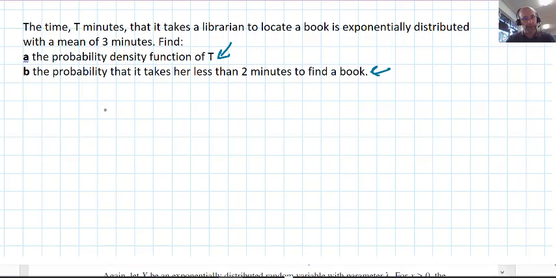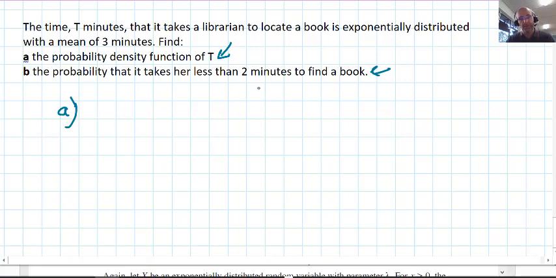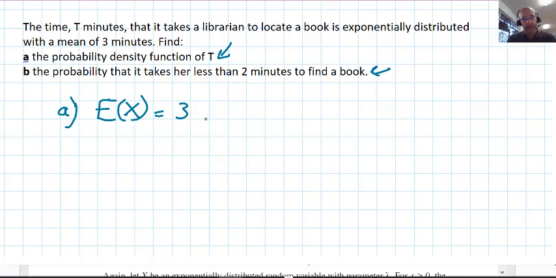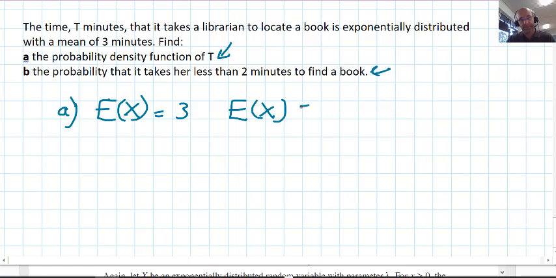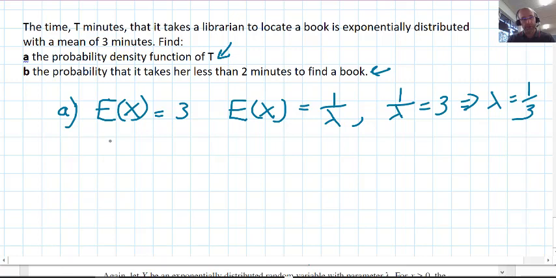Starting with part A, we know the mean is 3 minutes. Be careful of the units you're working in. Some tricky questions might use seconds somewhere and then minutes in other places, so be careful of those little tricks. So if the mean equals 3, the mean also equals 1 on lambda. Thus, we have lambda equals 1 on 3. That's important so we can build the function.